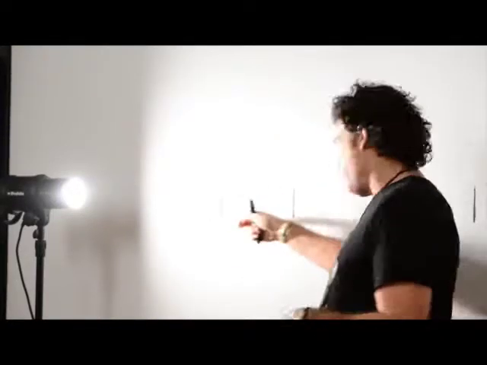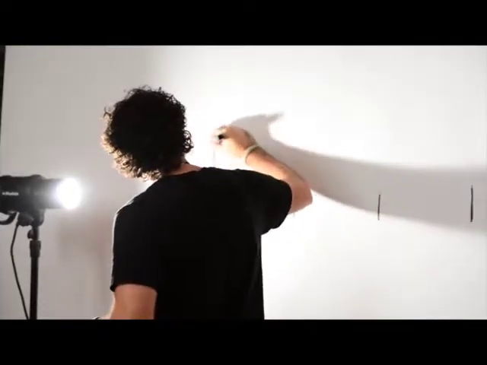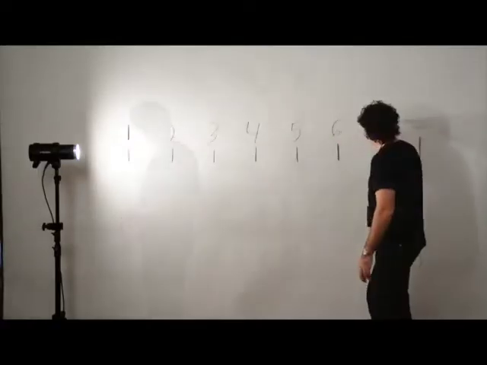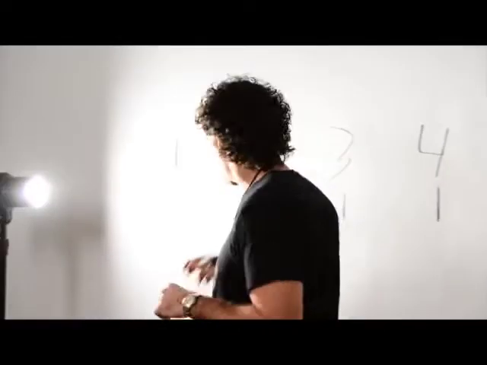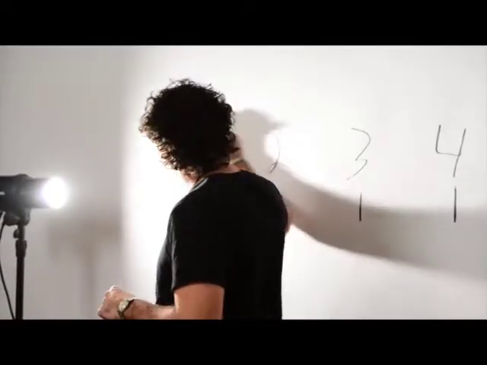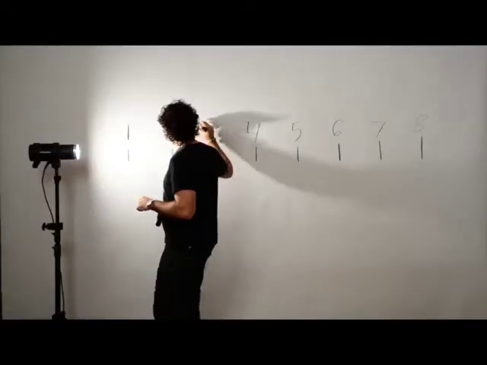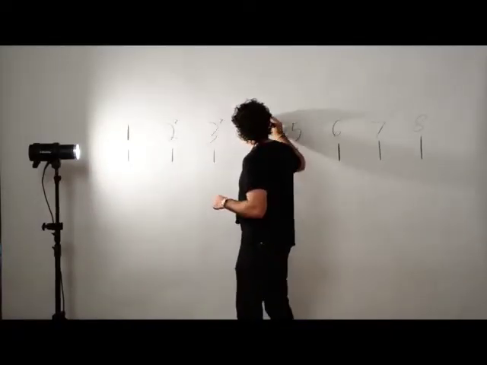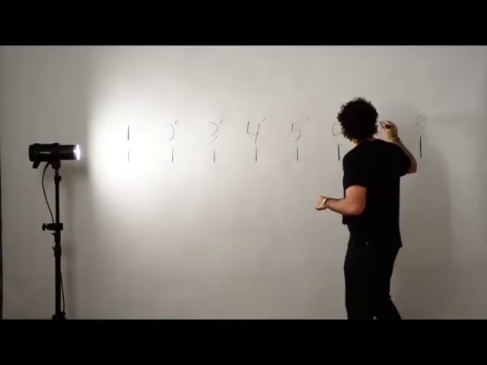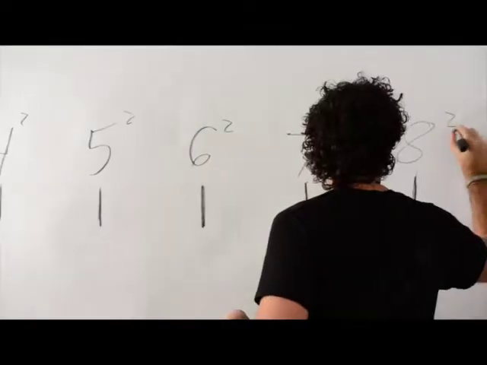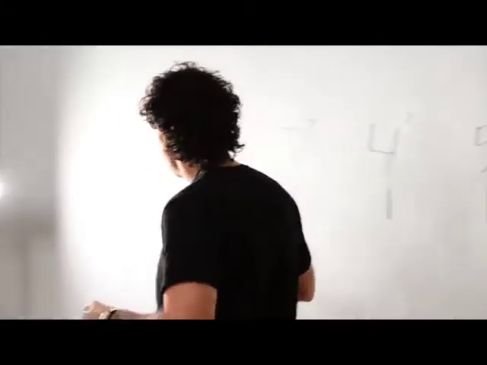All right, guys. Got my trusty marker. Let's get into this. So we're gonna mark these up, 1 foot increments, 1 each. So this is 1, 2, 3, 4, 5, 6, 7, and 8. Now what we're gonna do is square these to get the inverse square law. Put a little 2 on each one of them. Yes, my handwriting's terrible.